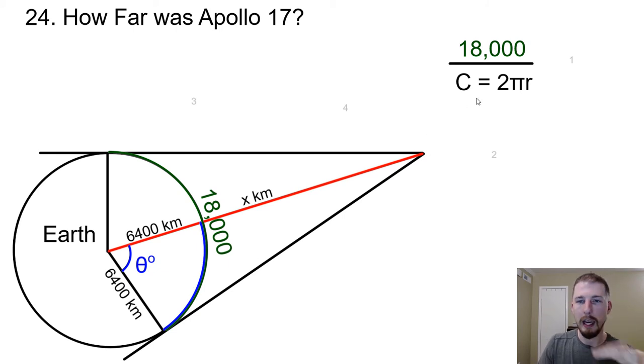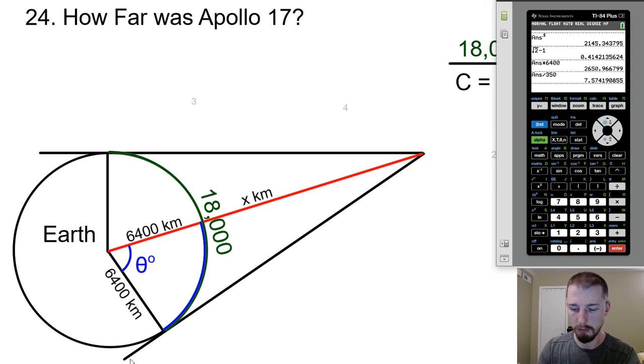And then I want to find out, what is this theta. So what I have to do is find out what is 18,000 kilometers as a ratio of the circumference of the Earth. So the circumference of the Earth is 2 pi times the radius of 6,400 kilometers, which is actually not that bad. It sounds really scary, but let's just do 2 times pi times 6,400. That's the circumference of the Earth.